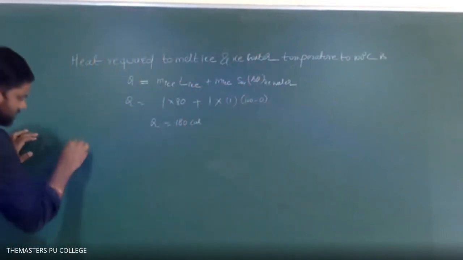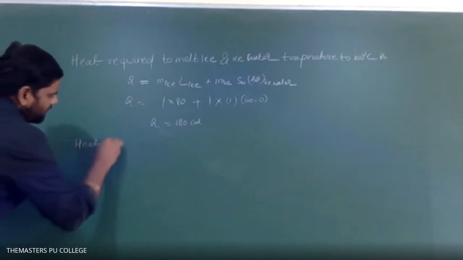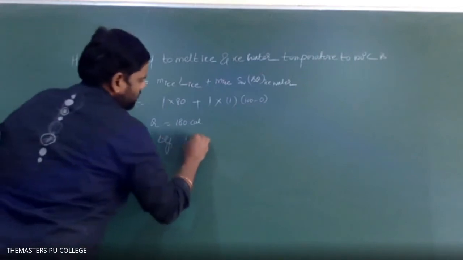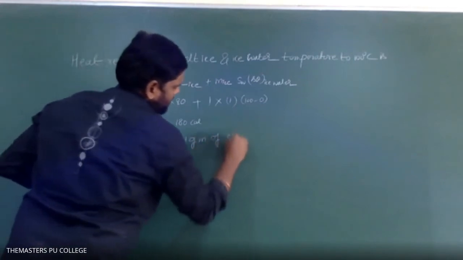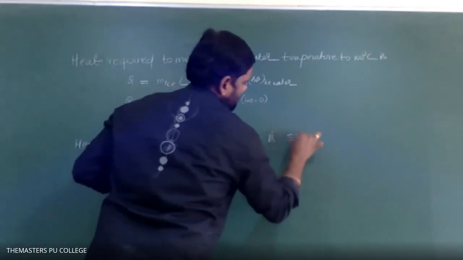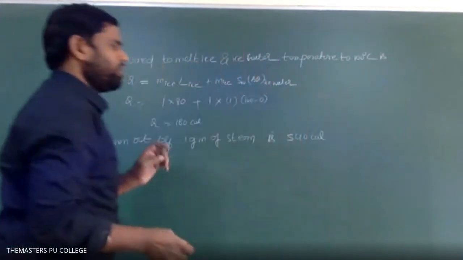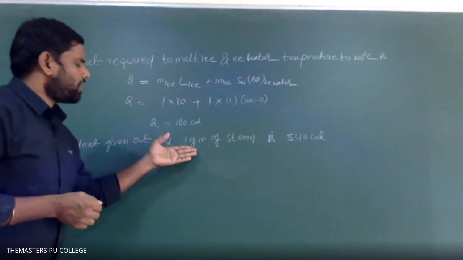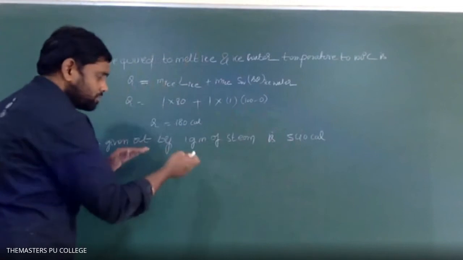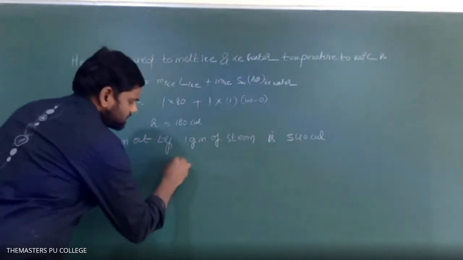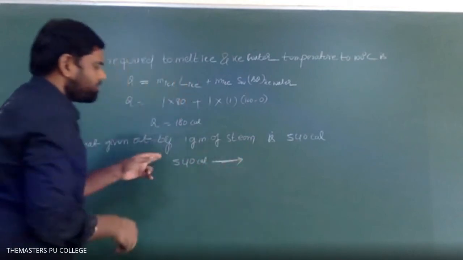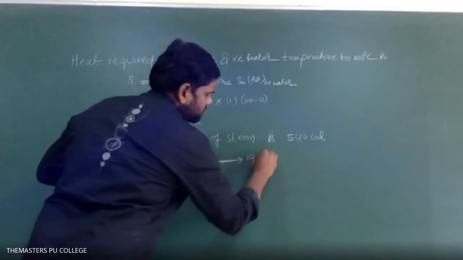Right. Next, heat given out by 1 gram of steam is 540 calories. We know that. So it means that when 1 gram of steam is converted into water, the heat given out is 540 calories. Observe this point very clearly at this moment. Hence, 540 calories of heat is given by liquefying 1 gram of steam.